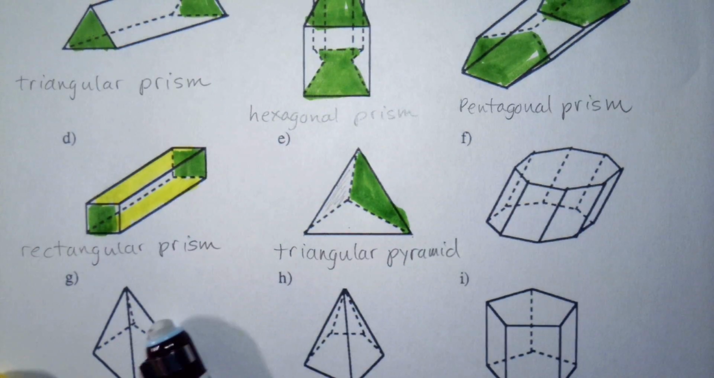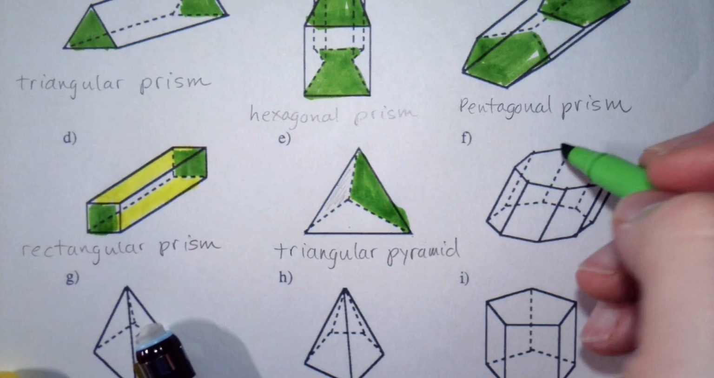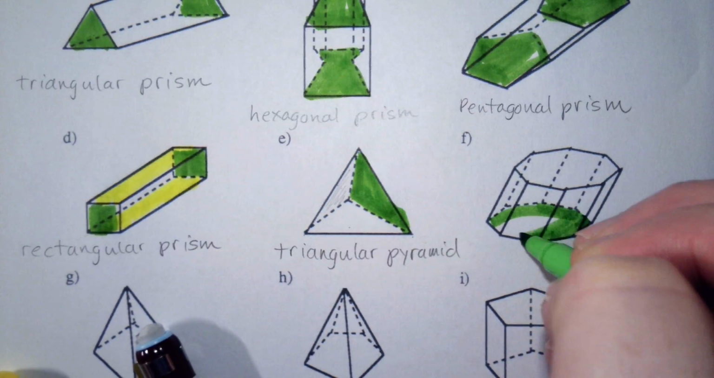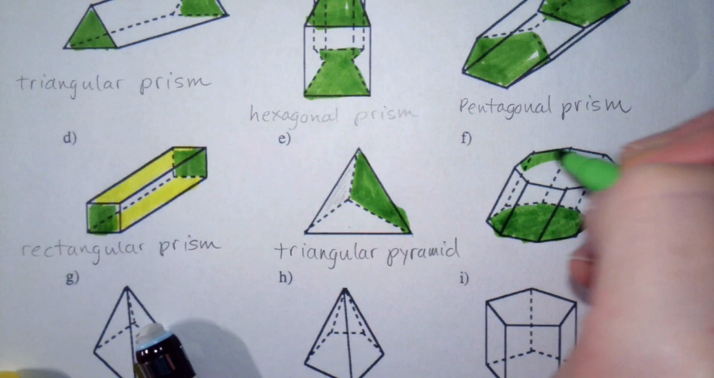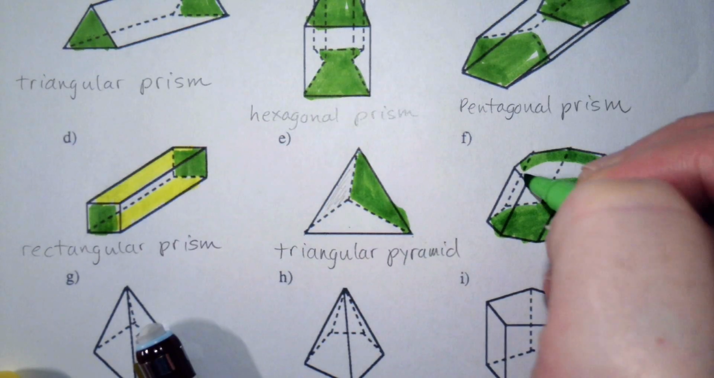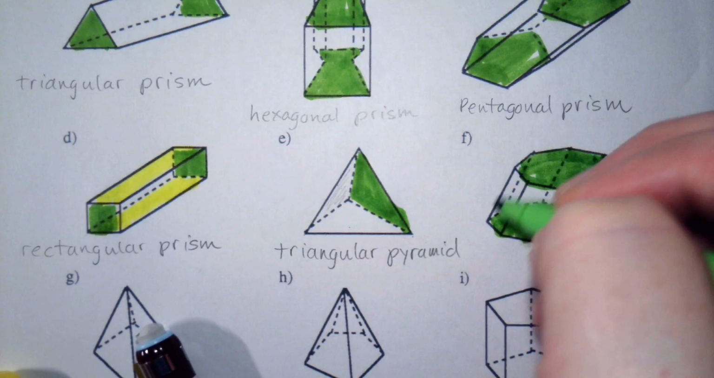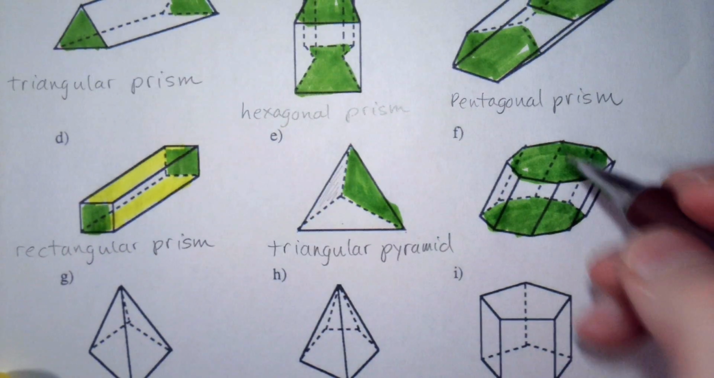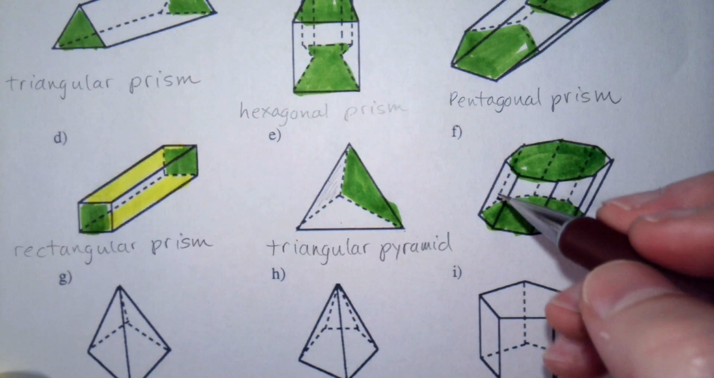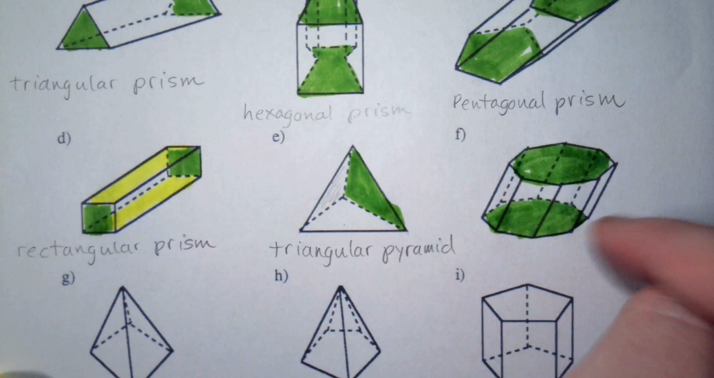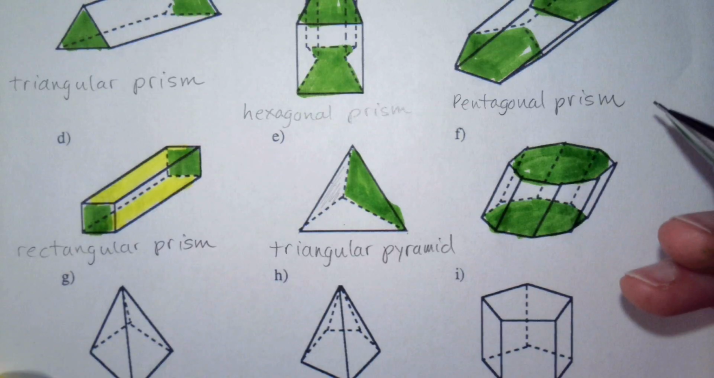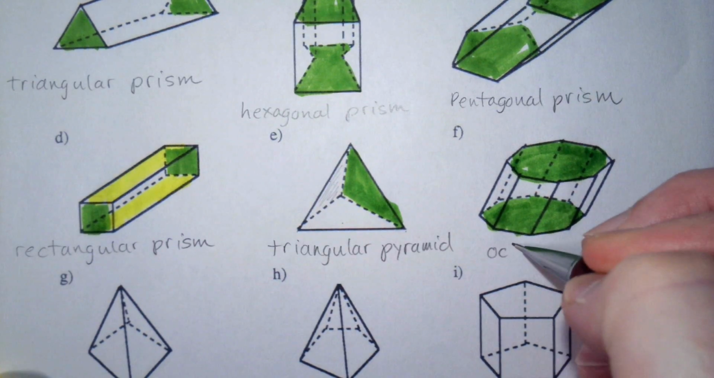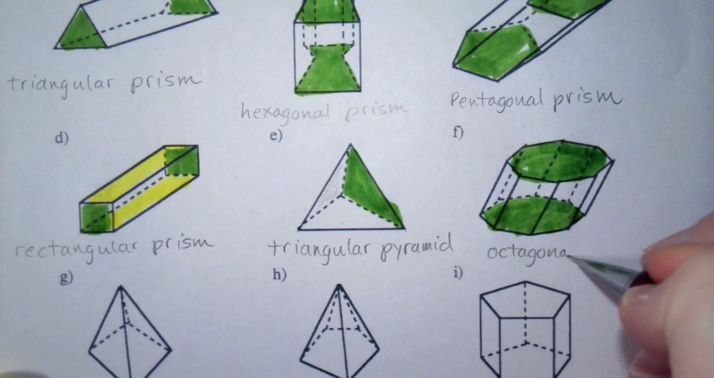Letter F. Obviously a prism, so we're going to shade in the bottom and the top because they are congruent and parallel. Now these are octagons, and so they are connected by 8 parallelograms, which in this case here are probably rectangles. Perspective is just kind of weird. I guess they could be just parallelograms. It looks like it's actually slanted, so maybe it truly is parallelograms. So this we're going to call an octagonal prism.